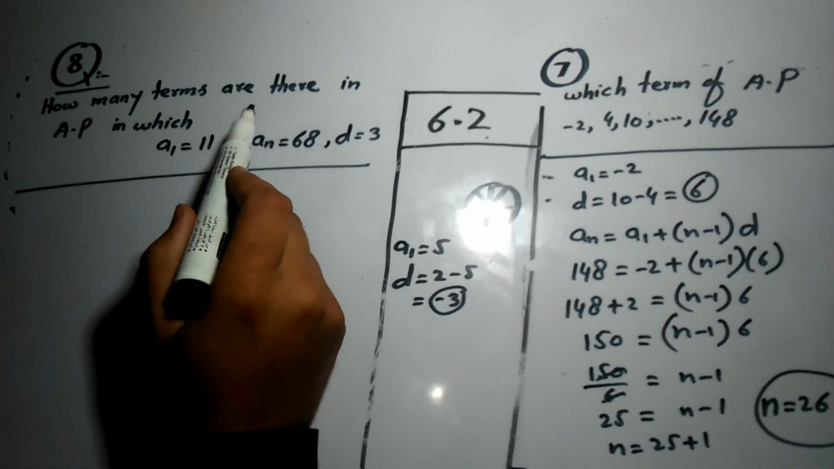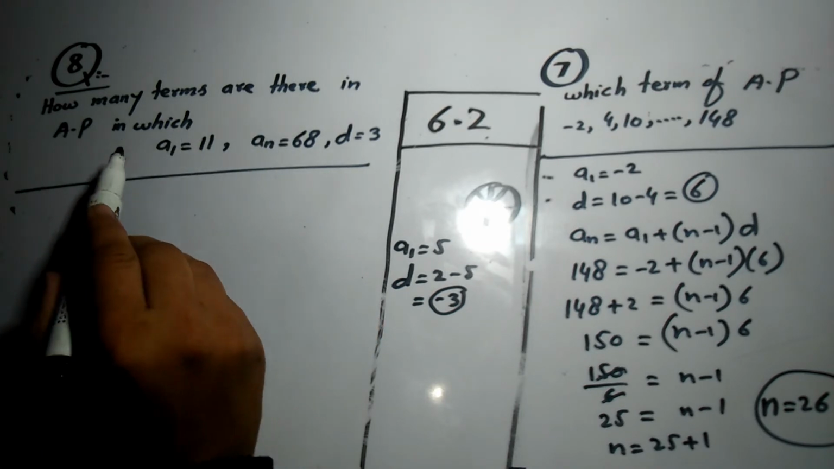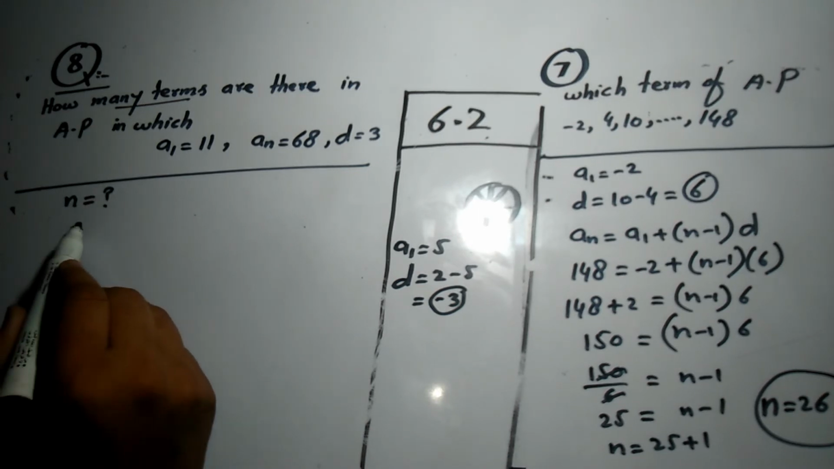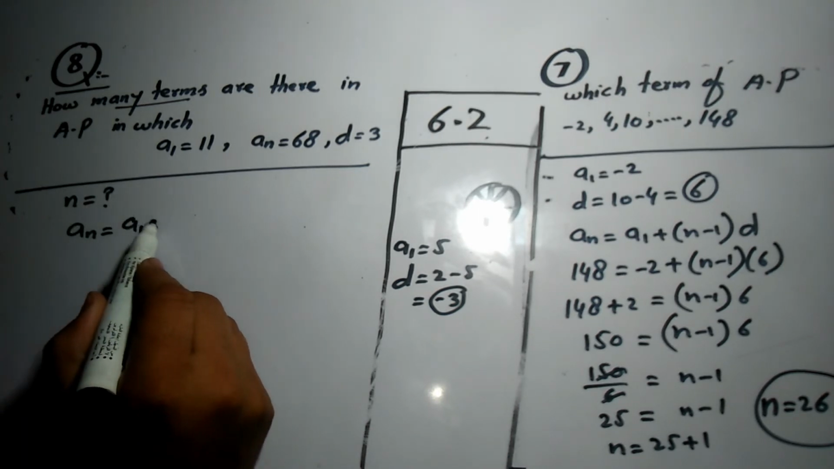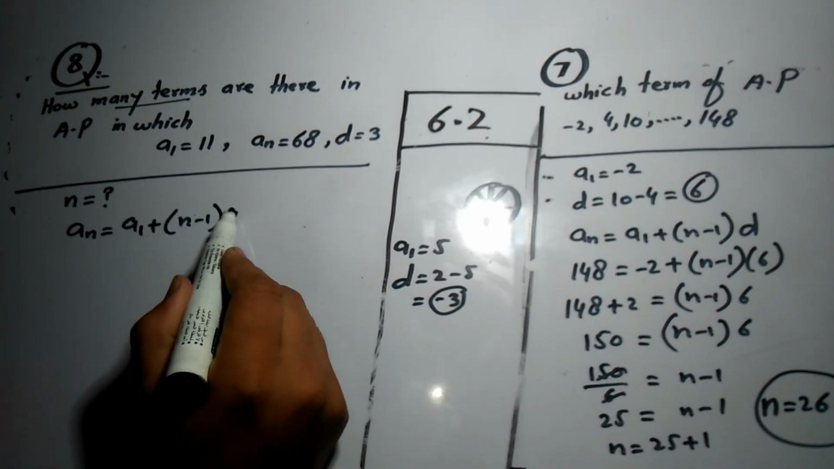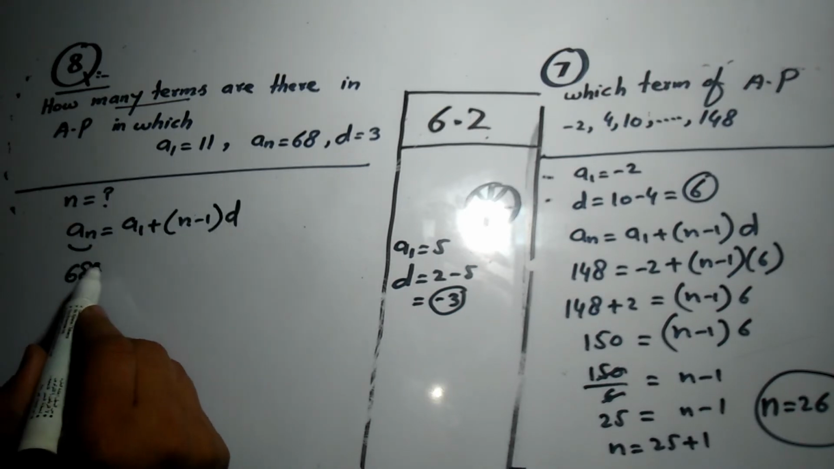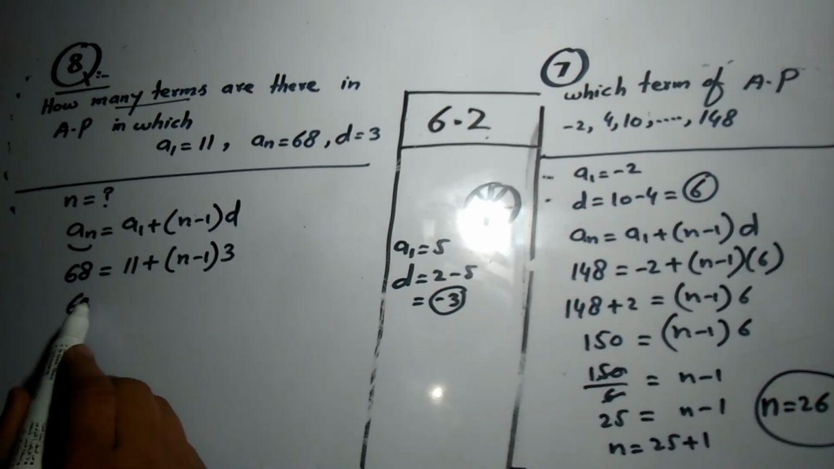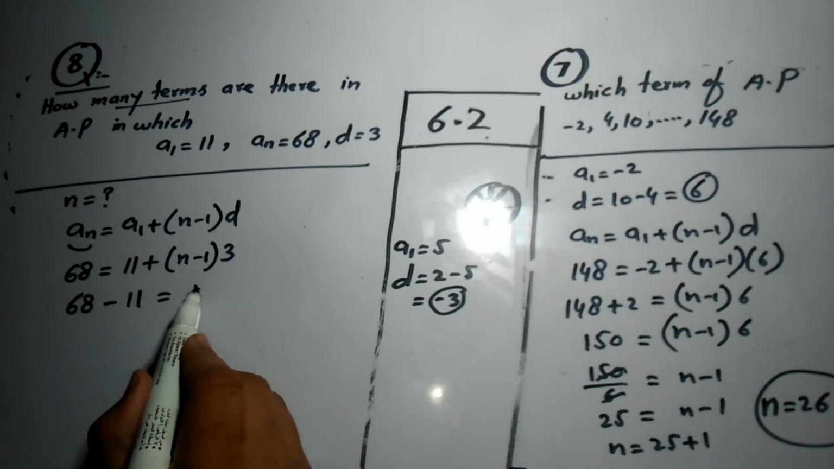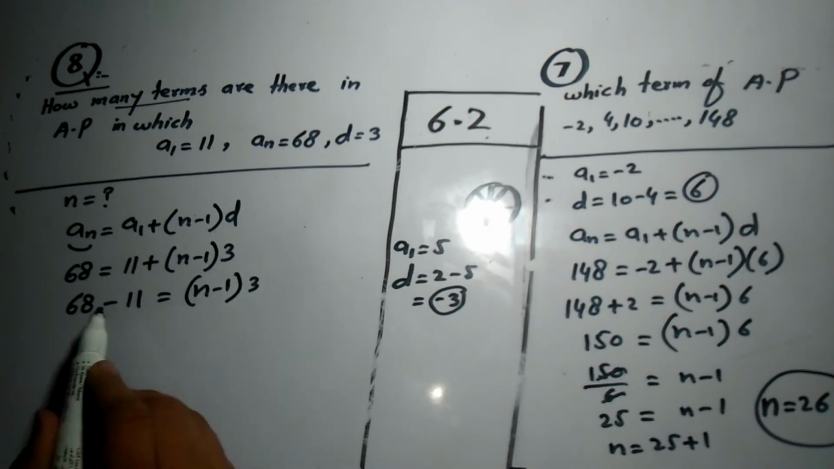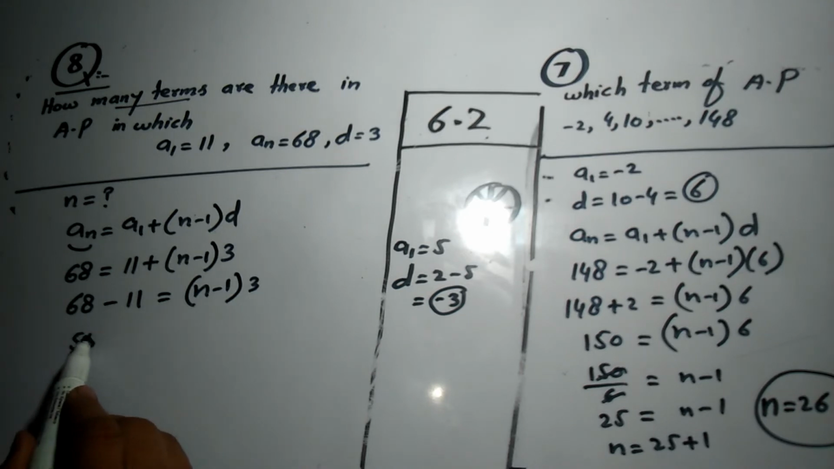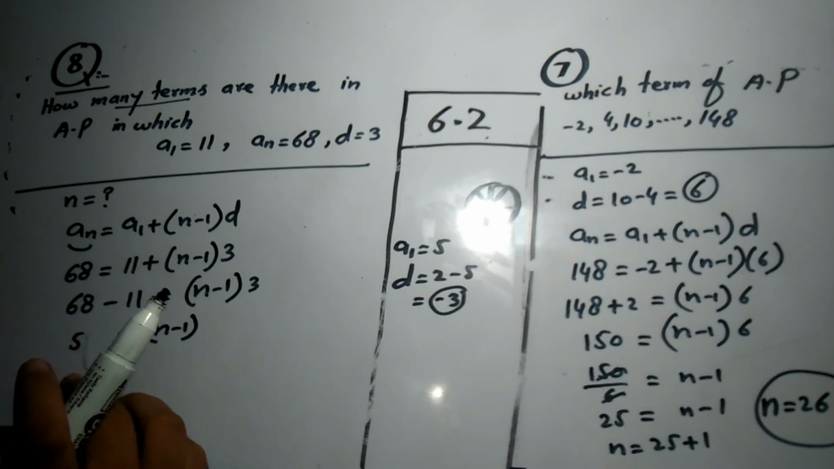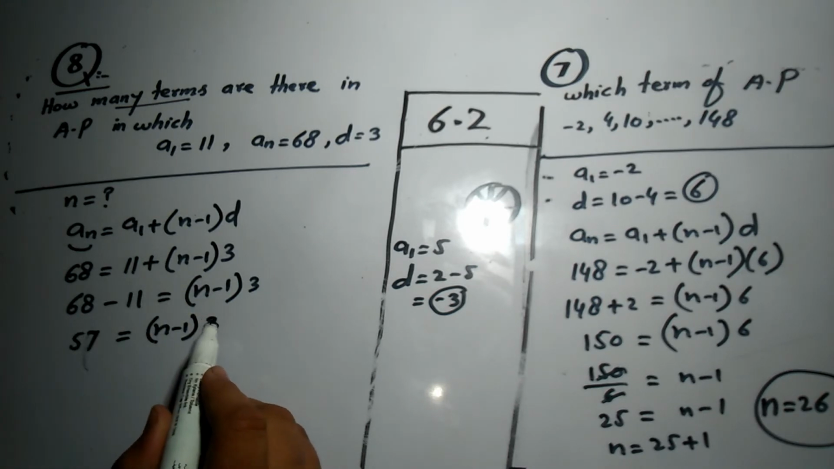Here in this question, how many terms are there in the arithmetic progression? How many terms means we had to find the value of n. an is equal to a1 plus n minus 1 times d. an is equal to 68, a1 is equal to 11, plus n minus 1 times d, d is equal to 3. So 68 minus 11 is equal to n minus 1 times 3. So 68 minus 11 will be equal to, sorry, this will be equal to 57, n minus 1 times 3.